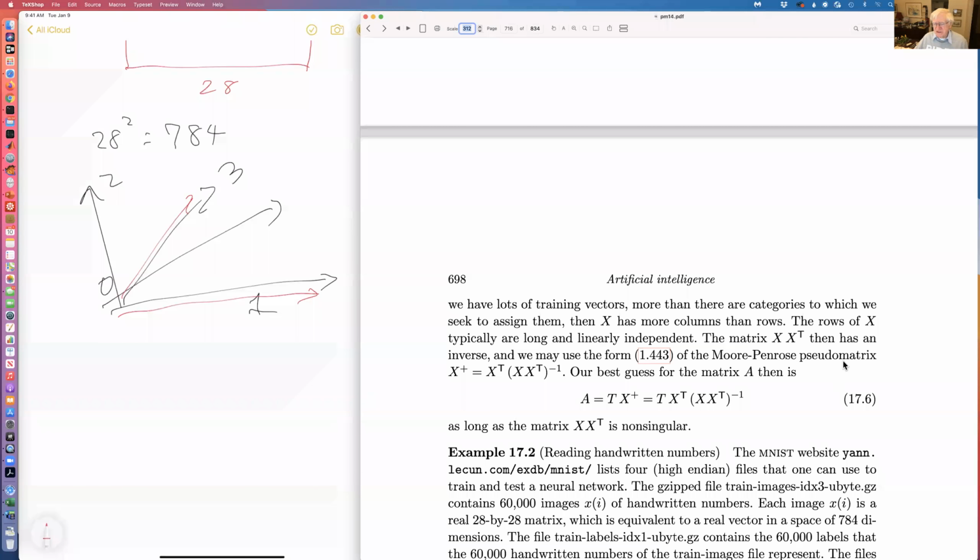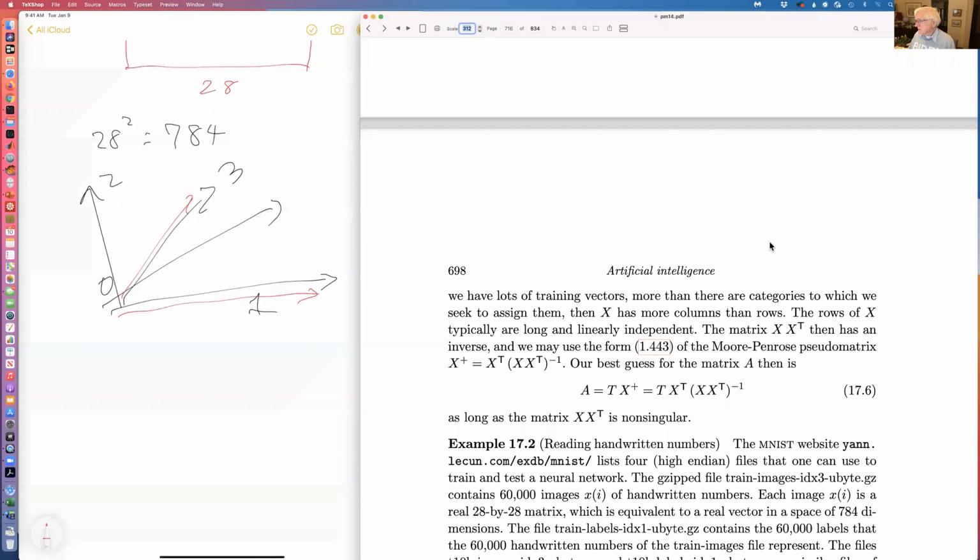I think that's actually the pseudo inverse, not the pseudo matrix. It's a real matrix, not a pseudo matrix. So let's see, the class is certainly over.